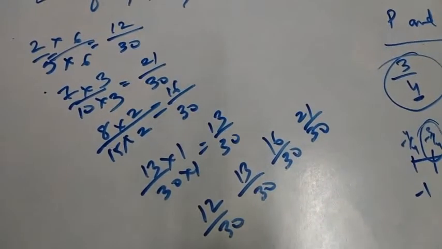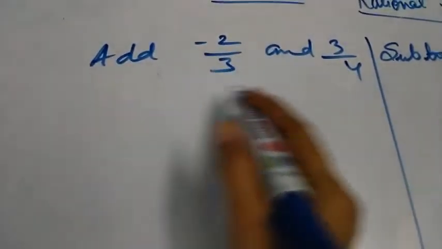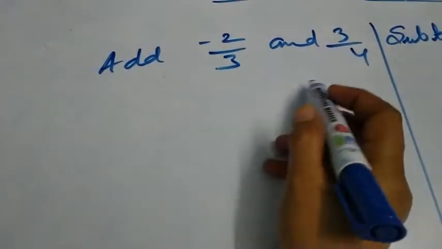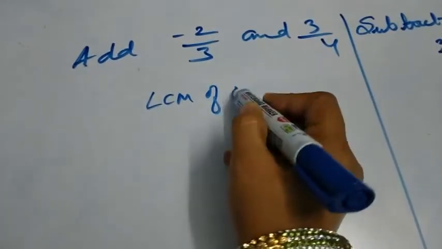Similarly we can do addition and subtraction also. Now, addition of rational numbers. For addition also, first we have to find their LCM. LCM of 3 and 4 will be 12.